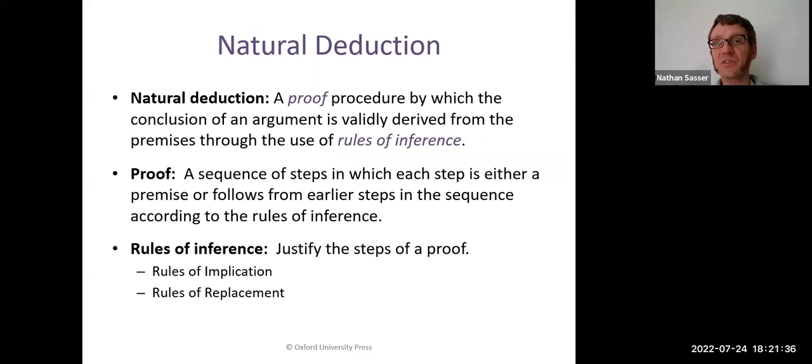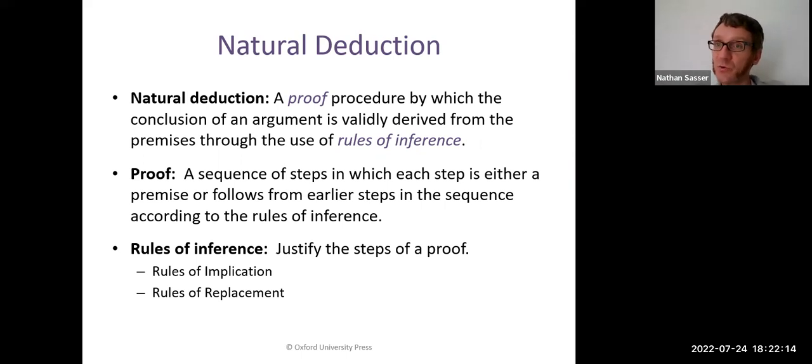So a proof is just a sequence of steps in which each step is either one of the premises that was just given to you at the beginning, or you've proven it from those premises by using your rules of inference. The rules of inference are what you use to justify the steps of a proof. So if you think about it, it's kind of like a game. The pieces that are given to you on the board are the premises, and you've got this goal you're trying to get to, which is to prove some conclusion. And the moves that you can make are determined by these rules of inference.